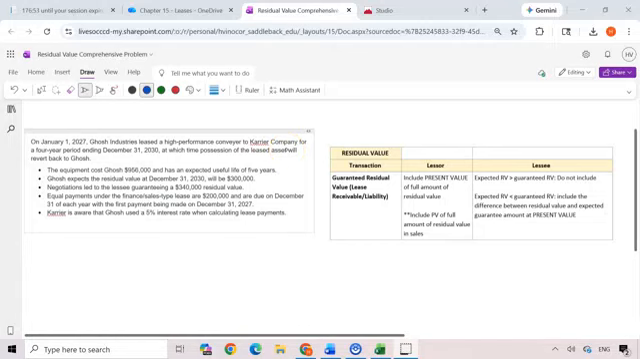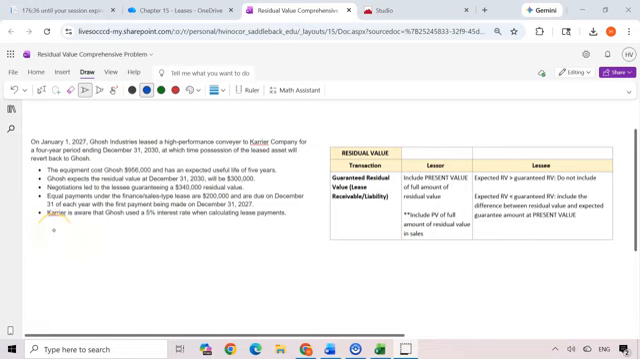Hello. In this video, I'll be going through a comprehensive problem with a finance sales type lease that has a guaranteed residual value. This video will address the lessor side, and then depending on the length, I might address the lessee side, or that may be in a different video.